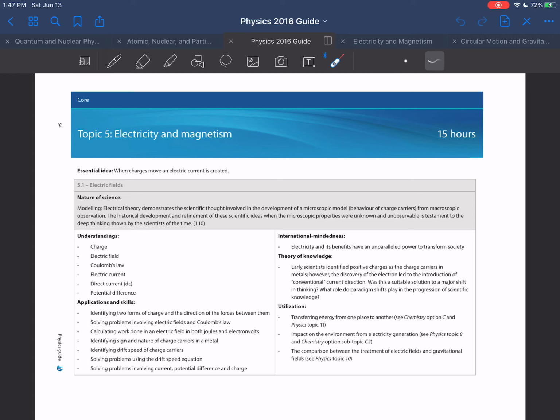Hello everyone! In this video we will continue to examine topic 5.1 electric fields, and in particular we will look at our final example using Coulomb's law.